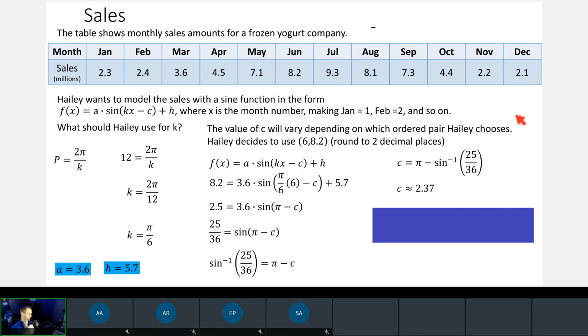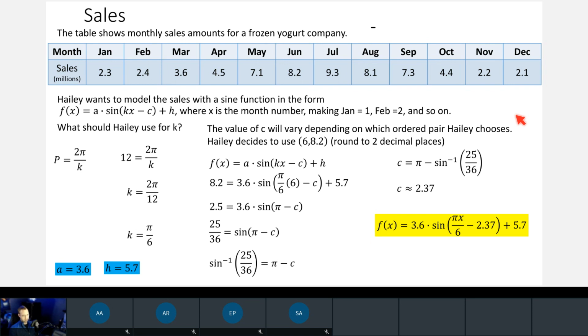So we're to the end of the problem. We know amplitude. We know the K value. We know our C value, and we know the H value. So all we got to do now is just plug all those in for the final answer. And we're done. It's a lot of work.